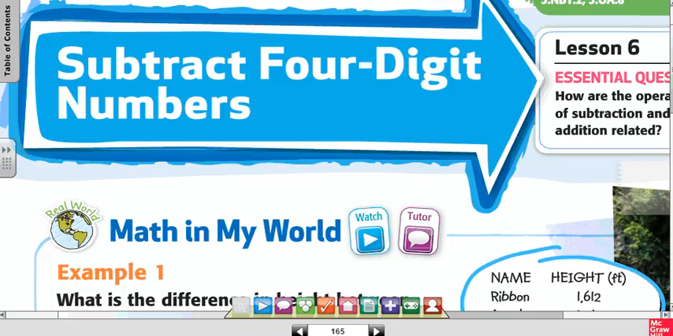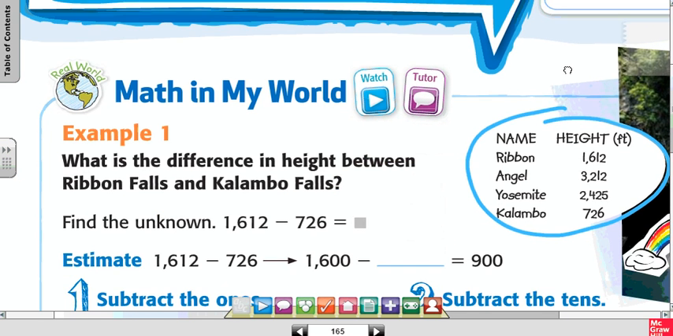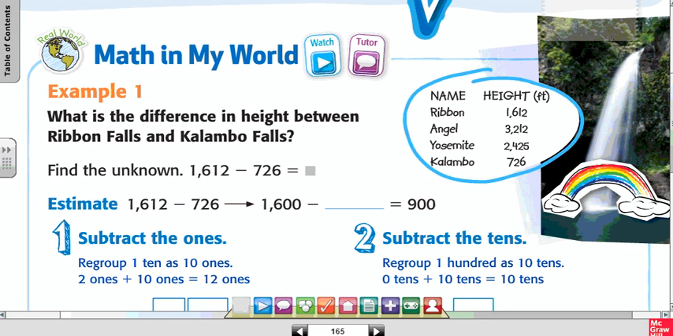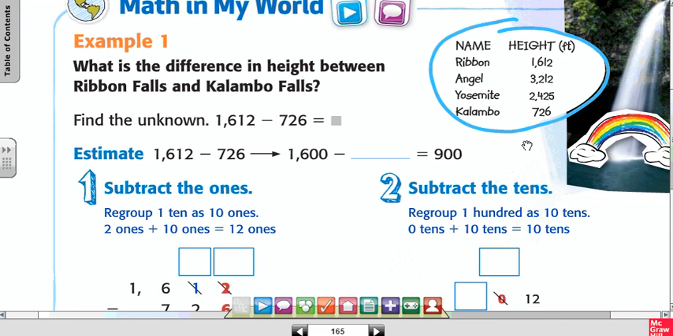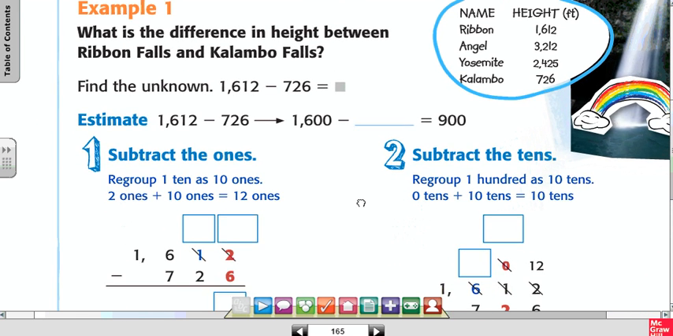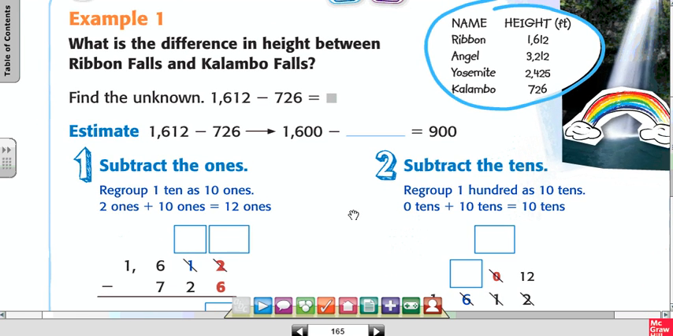Okay, this is chapter 3, lesson 6. Subtract 4-digit numbers. So again, are we rounding first? No, it doesn't say to estimate, does it? So look at our example. Don't worry about estimating. We're just going to be subtracting. It says, what is the difference?